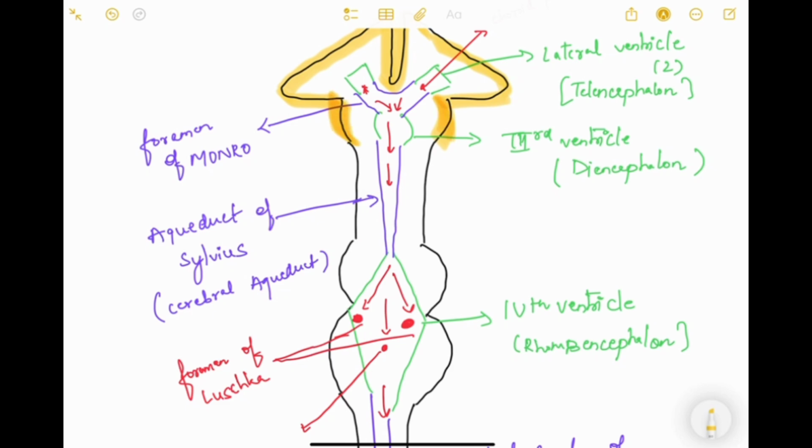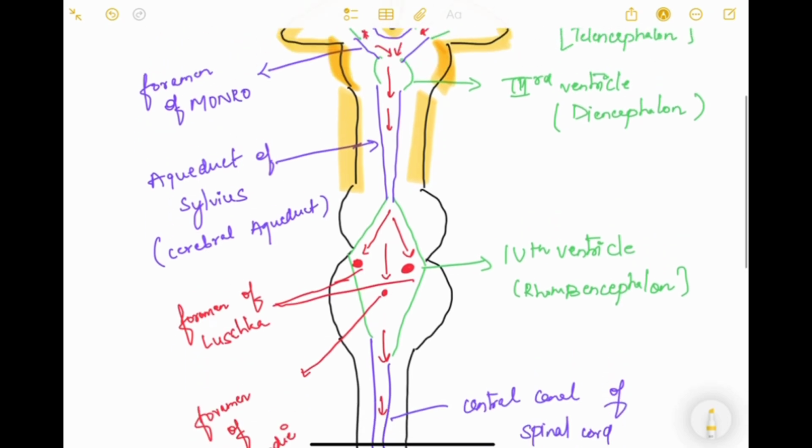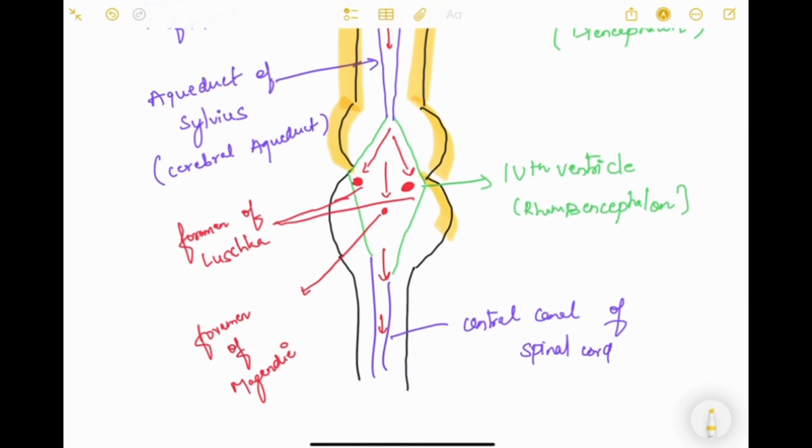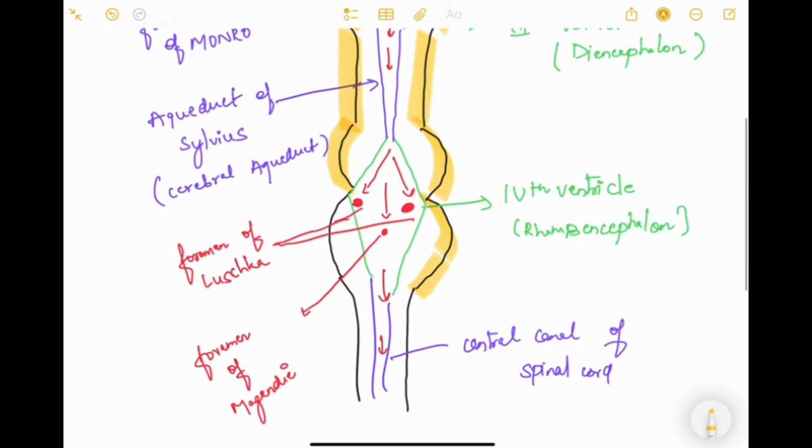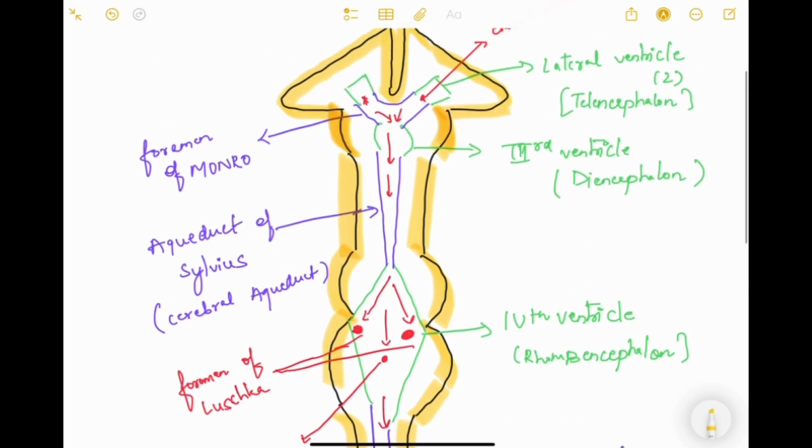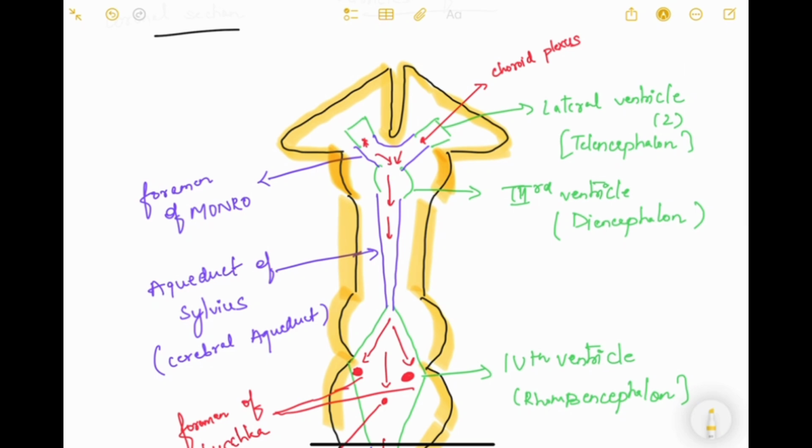After this, it is getting connected to the midbrain and then the brainstem with pons and medulla. The cerebellum is not here because it is on the posterior side. Here it is pons, medulla, and the spinal cord. I hope you got this one. Now, as you can see here, this is the cerebral hemisphere.